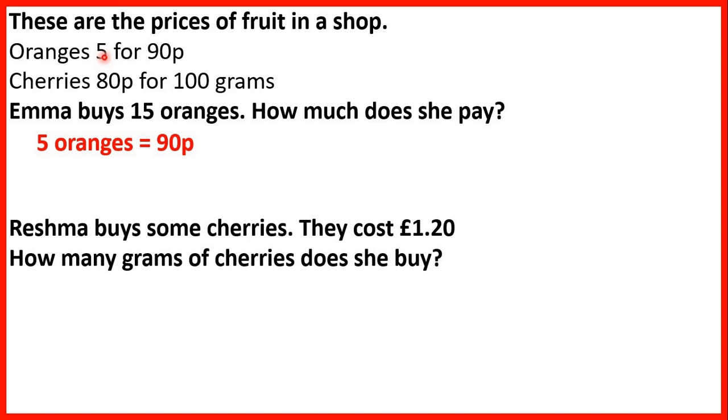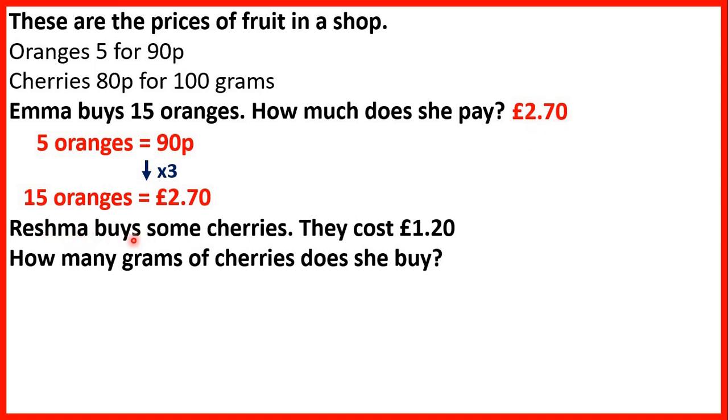Well, we know that 5 oranges are 90p, but she buys 15. So 5 times 3 is 15, which means we need to multiply 90 pence by 3, and that gives us £2.70 as the amount that Emma pays.